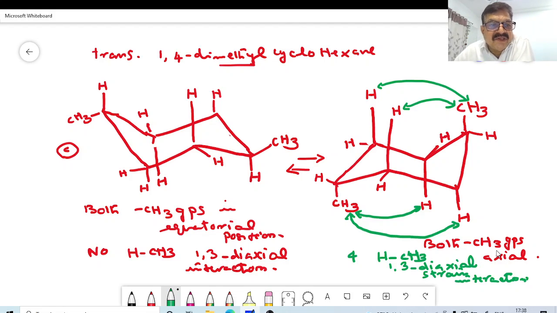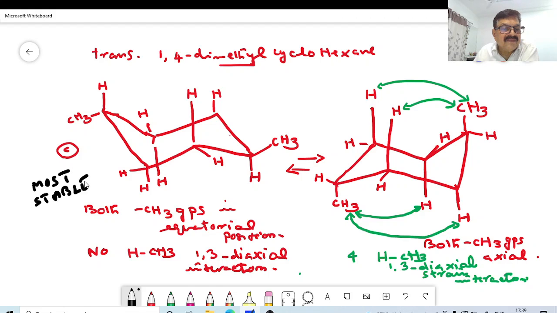With both methyl groups in the equatorial position in conformation C, and in the axial position we get two sets of 1,3-diaxial strain interactions, hydrogen-methyl group interactions. So the axial one will be the least stable compared to this one, and the diequatorial trans conformation is the most stable one because it has no interaction anywhere.